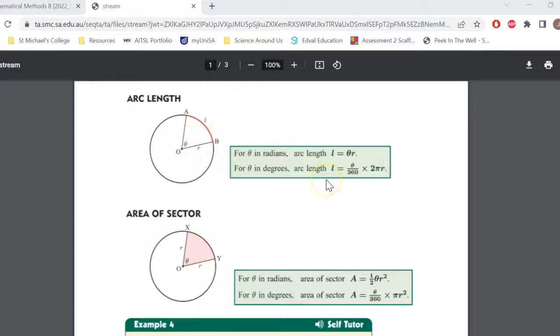If we were looking at it in degrees, we know that the circumference of a circle is given by 2 pi r. So if I multiply that by whatever angle I'm interested in over 360, this is going to give me what percentage of the total circumference I'm looking for. Similarly, for finding the area of sectors, you can see that our two formulae are slightly different.